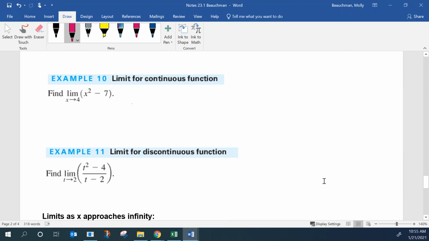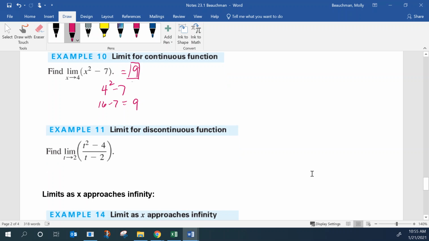Find the limit as x approaches 4 of x squared minus 7. So the question is, what does y approach as x approaches 4? See if you can substitute 4 directly in. In this case, we can. 4 squared is 16 minus 7. So the limit is 9. As x approaches 4, y approaches 9, or the function approaches 9.